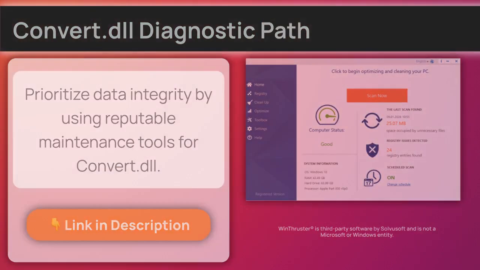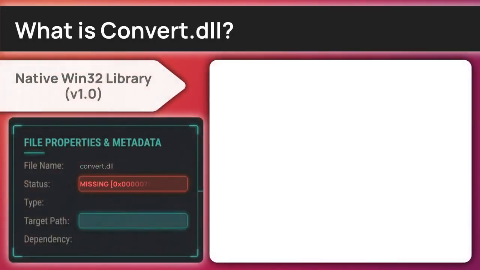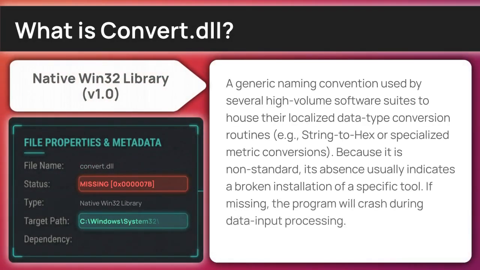This is the Convert Library, a generic naming convention used by several high-volume software suites to house their localized data type conversion routines, e.g., string to hex or specialized metric conversions. Because it is non-standard, its absence usually indicates a broken installation of a specific tool. If missing, the program will crash during data input processing.